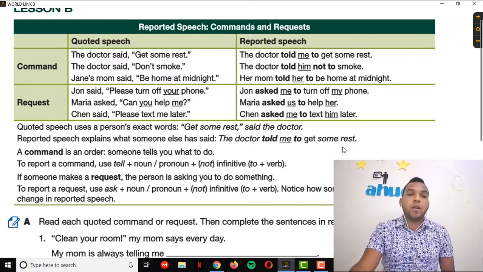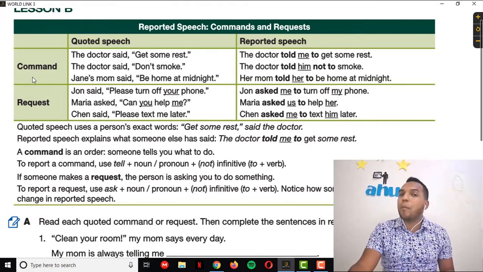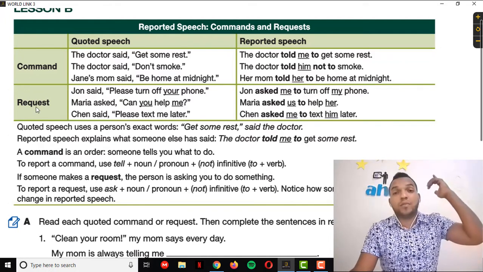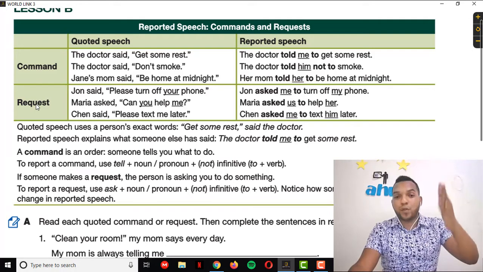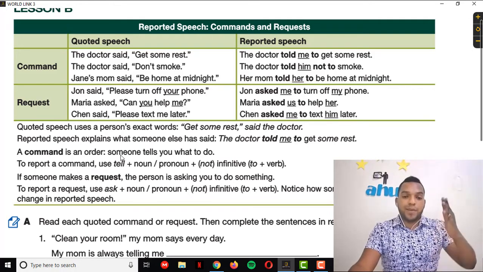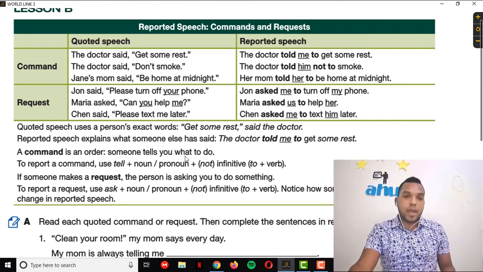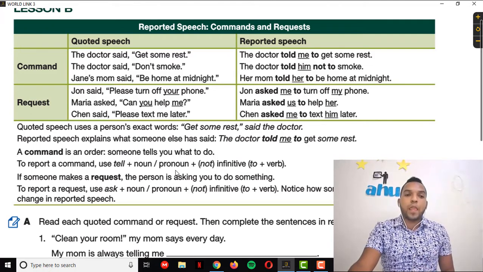Okay, so here, as a command, as they say, is an order. This is a specific what a command is. It's an order, something that I told you that you have to do specifically. Someone tells you, like they say, what to do. All right. To report a command, use the word tell.